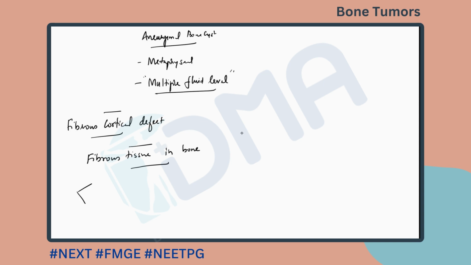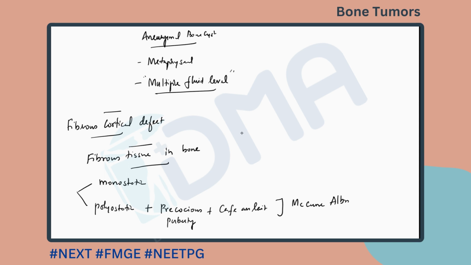A fibrous cortical defect can be seen in only one bone, then it is called monoosteotic. If it's seen in multiple bones, then it is called polyosteotic. When this polyosteotic fibrous cortical defect is associated with precocious puberty, and if it is seen with Kefauver spots, then that condition is called McCune-Albright syndrome.